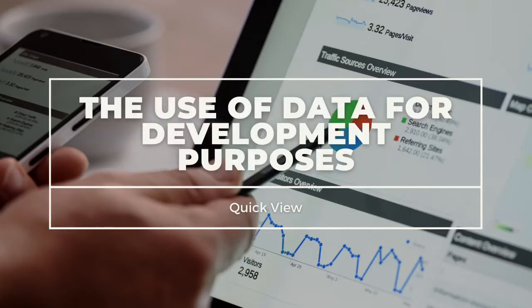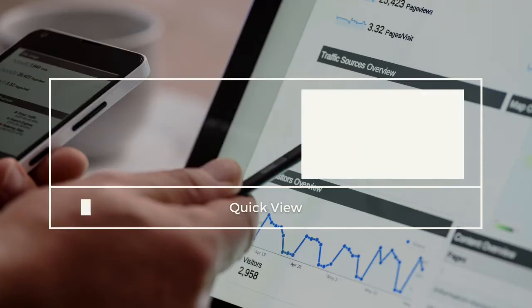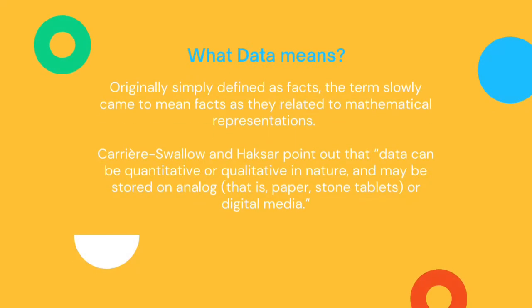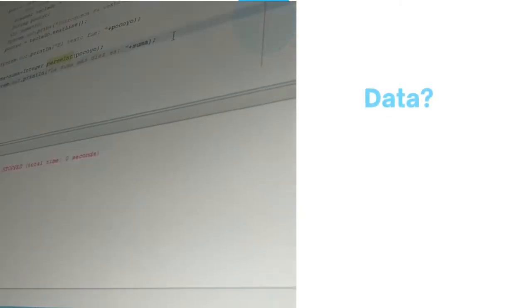The use of data for development purposes. A quick view: what does data mean? Originally simply defined as facts, the term slowly came to mean facts as they related to mathematical representations. Carrillo, Swallow, and Hexar point out that data can be quantitative or qualitative in nature and might be stored on analog, that is paper, stone tablets, or digital media.